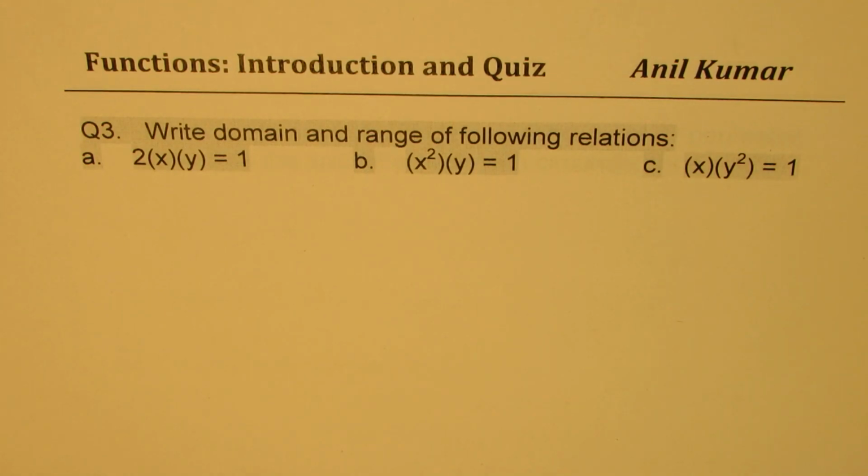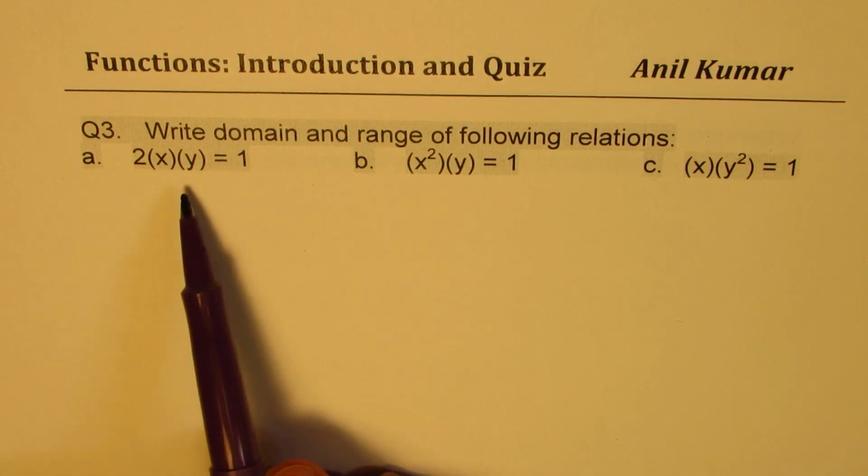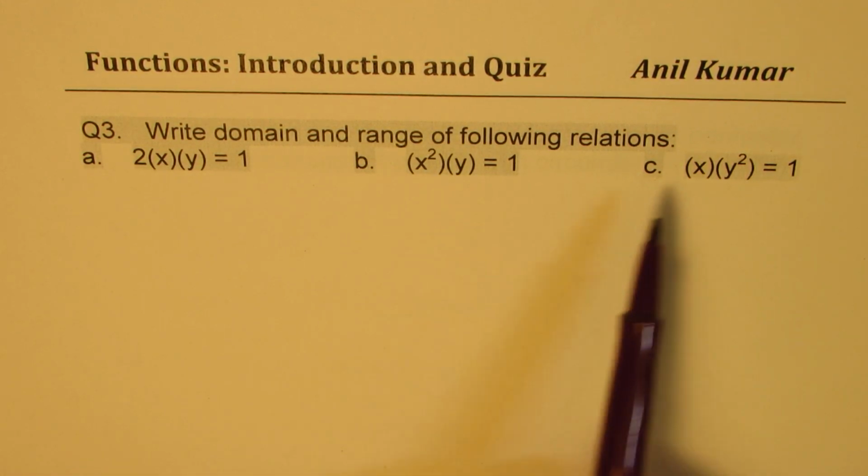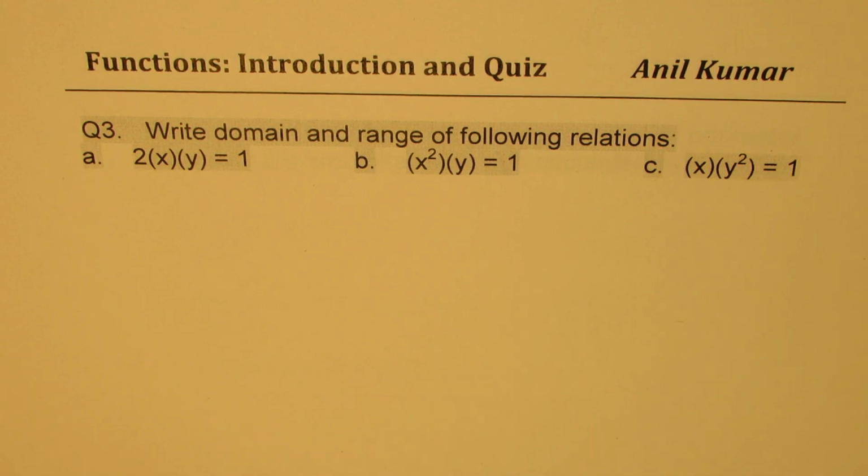Question number 3 is to write domain and range of relations. We have given very similar looking relations here. Perfect. 2xy equals to 1, x square y equals to 1, xy square equals to 1. You should also identify which one of these relations is not a function.